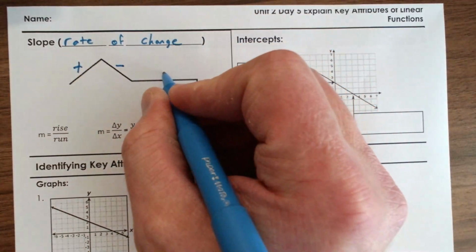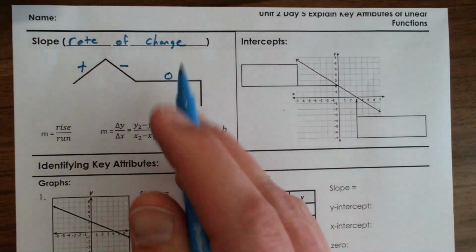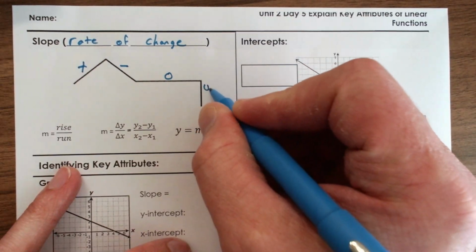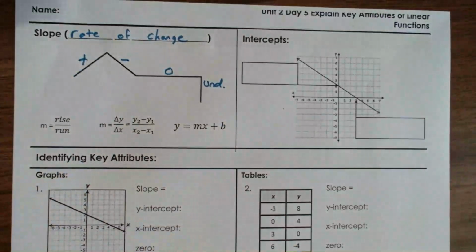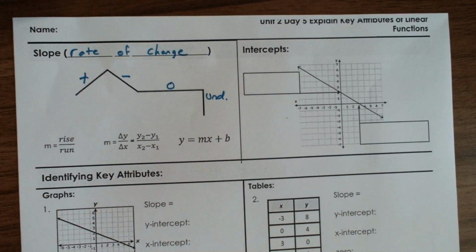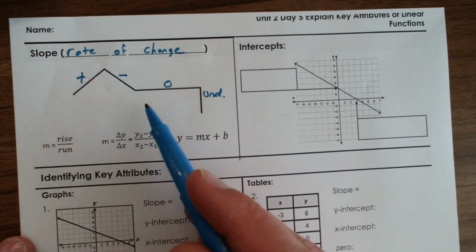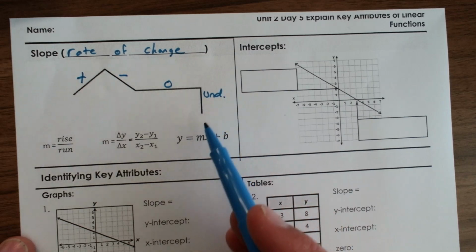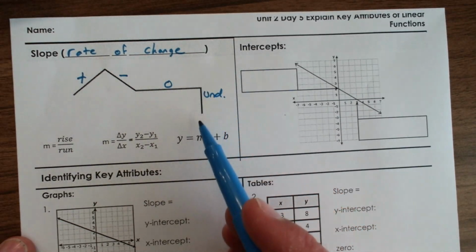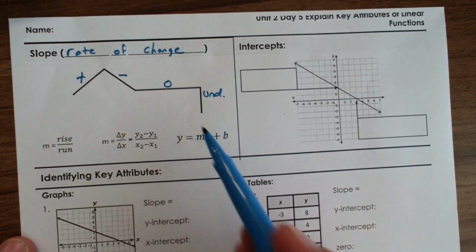negative, zero, that means it's not going up or down, or this, which is undefined, which we can abbreviate with UND. Okay? Because slope is how fast a linear function, or any function really, is moving up or moving down or not moving at all. But here, when it's undefined, that doesn't even pass the vertical line test. So that's not even a function.